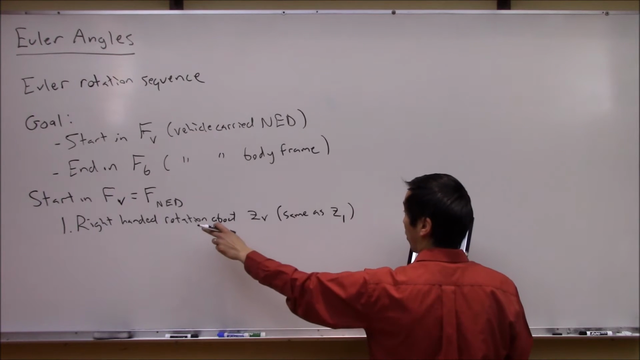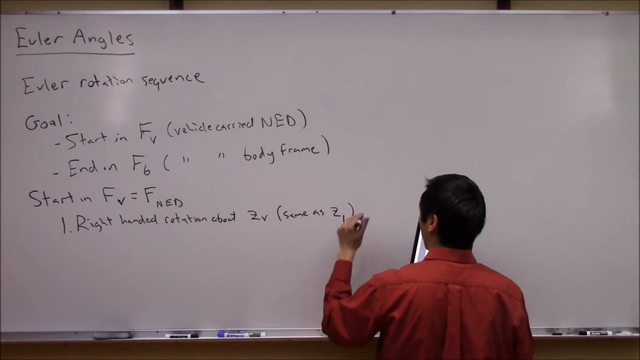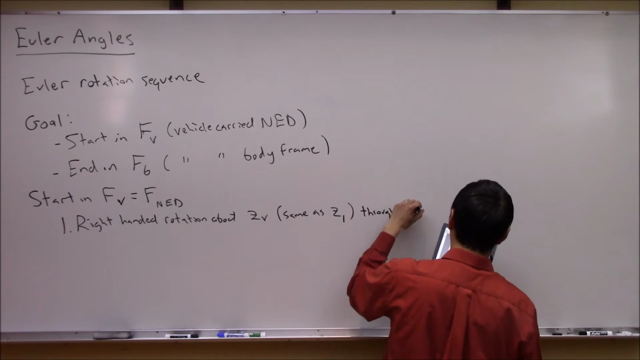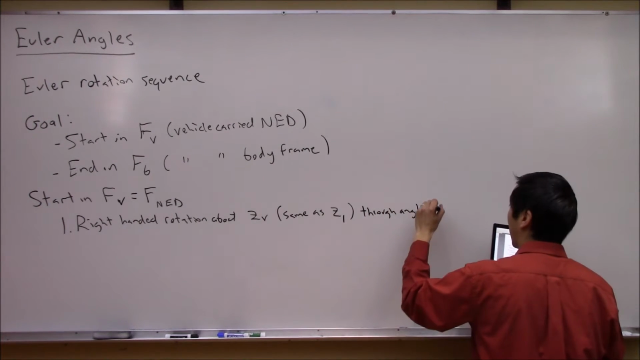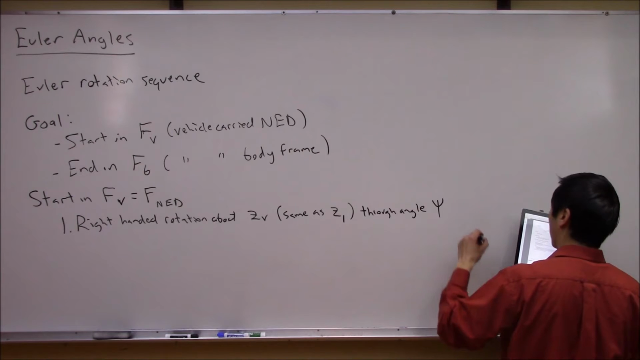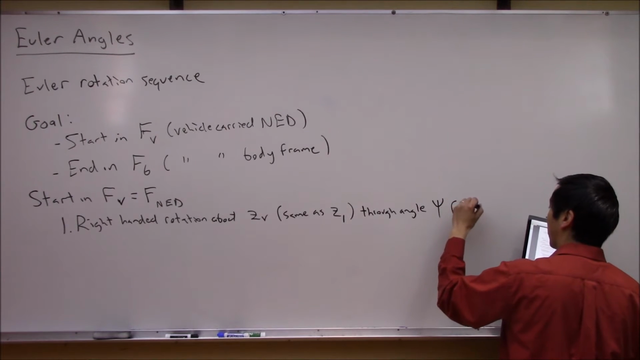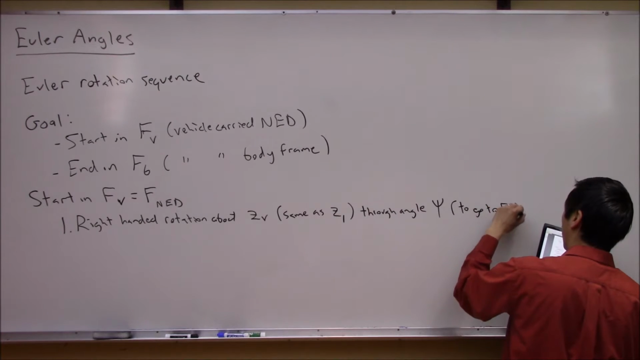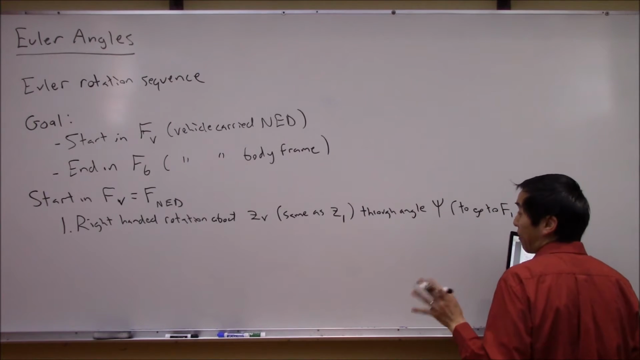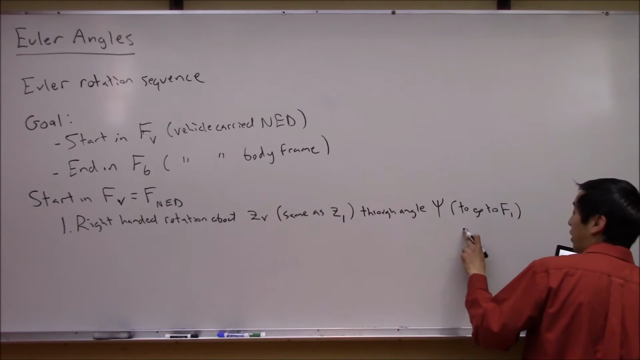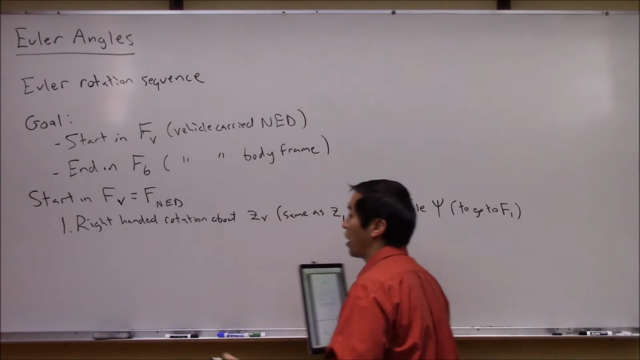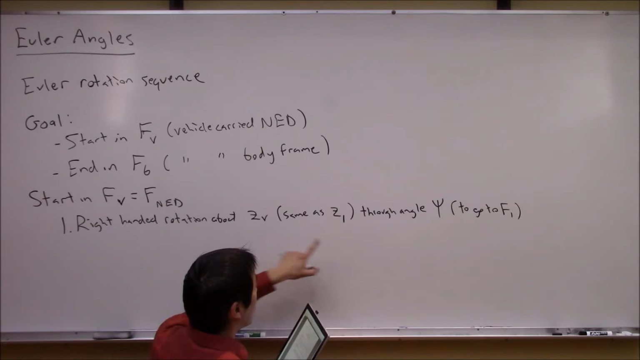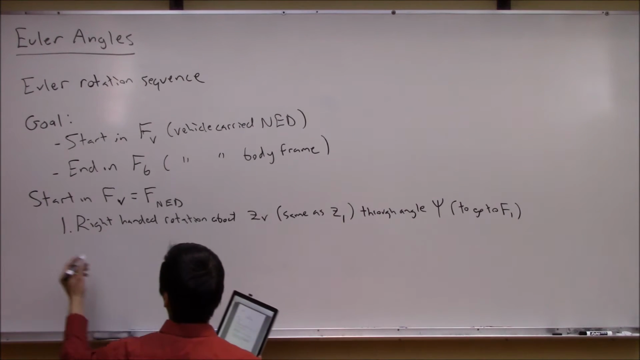We're going to go through this right-handed rotation about ZV through angle psi. Okay? And this gets us to F1. And again, bear with me. Some of this notation might not make a ton of sense right now, but it will in a second. I just want to write down the sequence, okay? So that's the first thing. We're going to rotate about the z-axis through angle psi to get to frame 1.